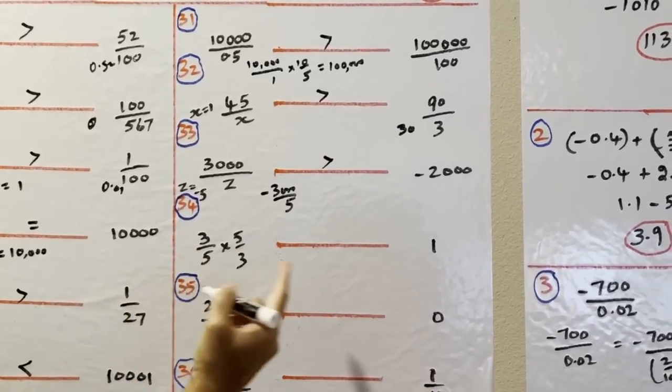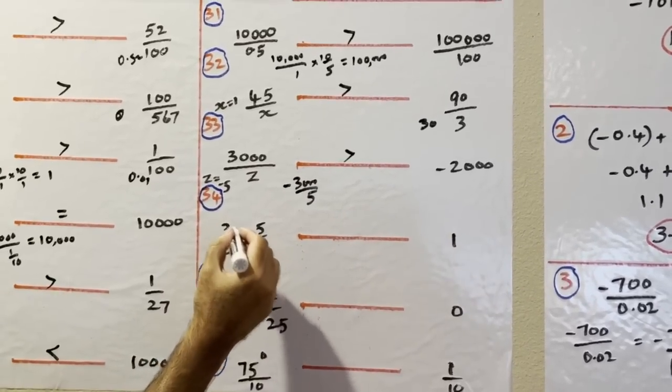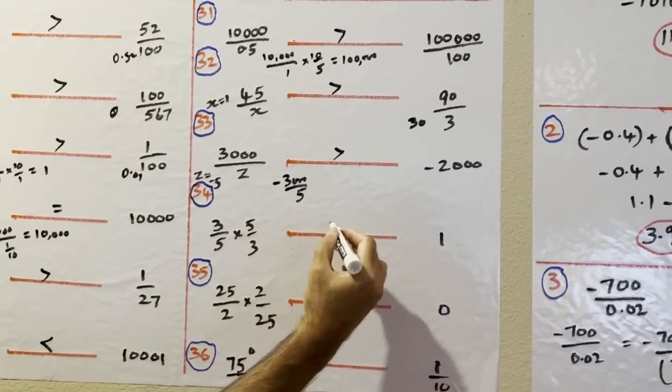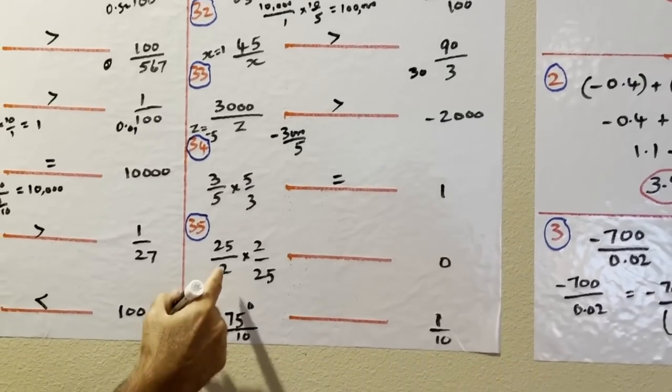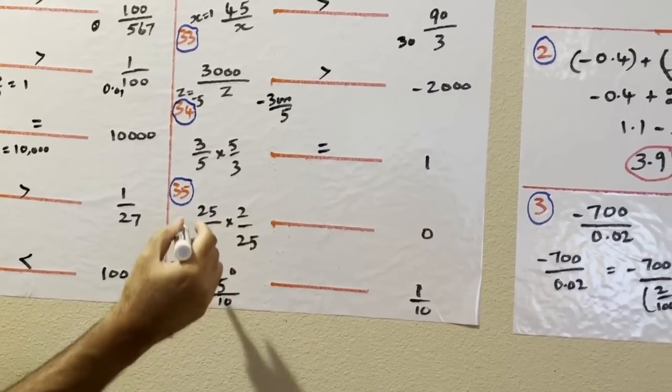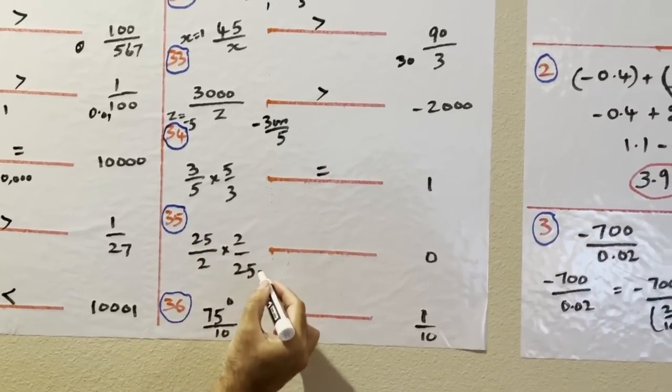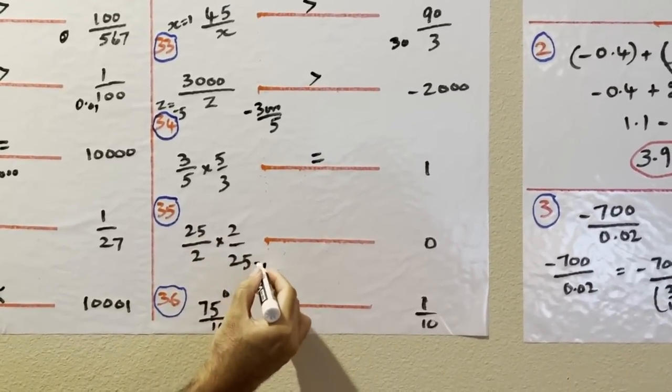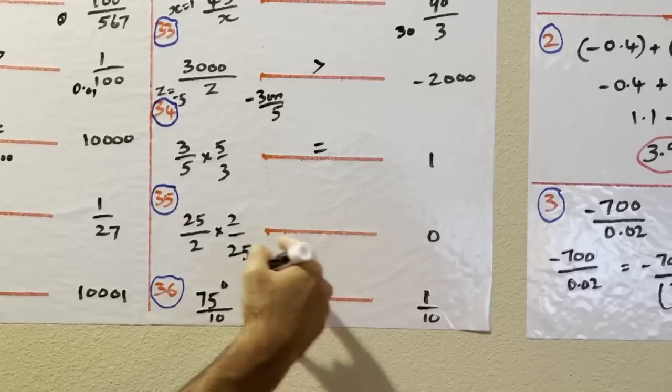Let's see here. You can easily cancel out these, 3355 is 1, equal to 1 is equal. Same thing, 25 by 2, 2 by 25. You don't have to do the math, just cancel it out. This becomes 1. 0. So 1 is greater.